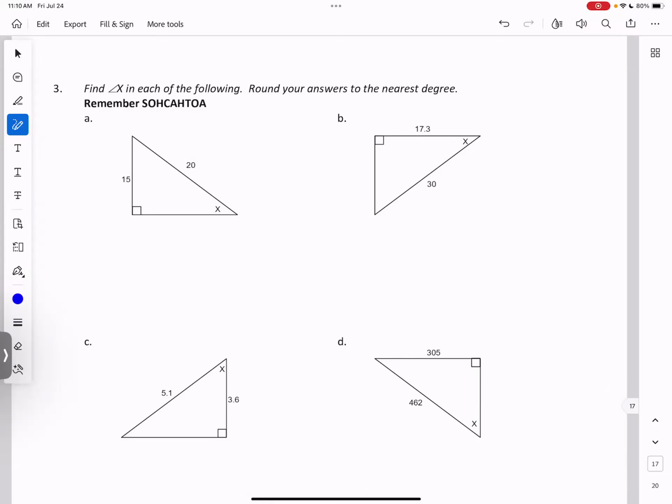Okay, let's solve some angles now. So we're asked to solve for angle x. Relative to angle x, let's label our triangle. 15 would be our opposite side, and 20 is our hypotenuse. So we're looking for a ratio involving O and H, and that would be sine. So we know sine of any angle theta is opposite over hypotenuse.